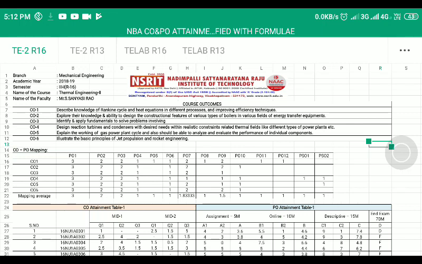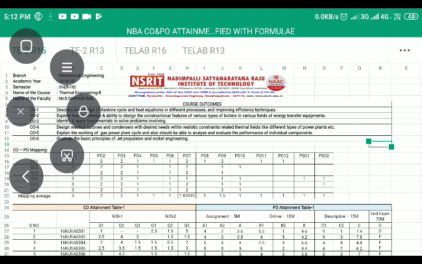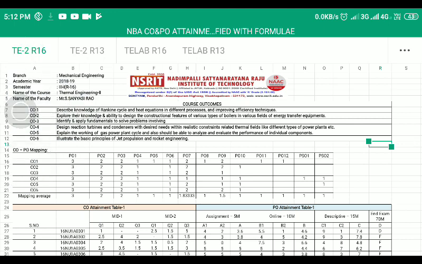Hi, hello. Let us see the NBA CO-PO attainment calculations. Okay, let us take the R-16 format. So, if you see here, this is the mechanical engineering, thermal engineering subject. Here you have to mention the branch and academic year and semester, subject and name of the faculty.